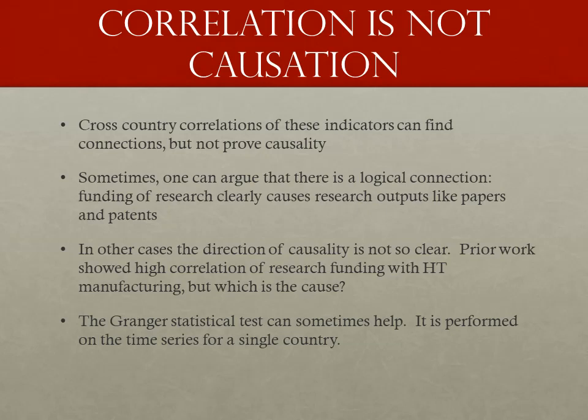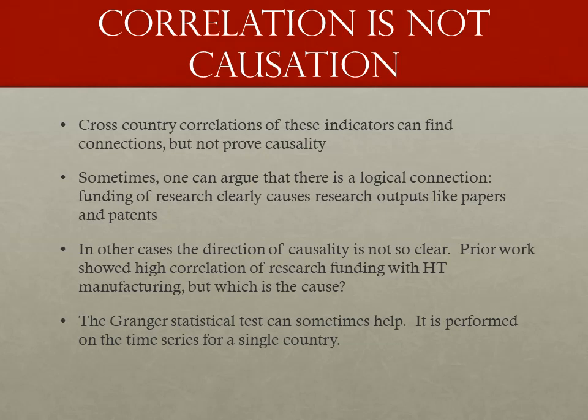Funding of research clearly causes research outputs like papers and patents. Every researcher knows that it takes money to do research and to travel to conferences like ISSI to present the results. But in other cases, the direction of causality is not so clear. As we saw in that linear model of the innovation process, sometimes the sales of high technology products at the output could actually provide feedback to fund the research that might otherwise be thought to be its cause.